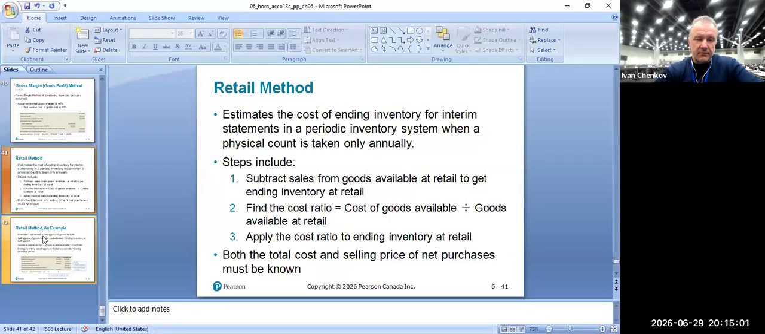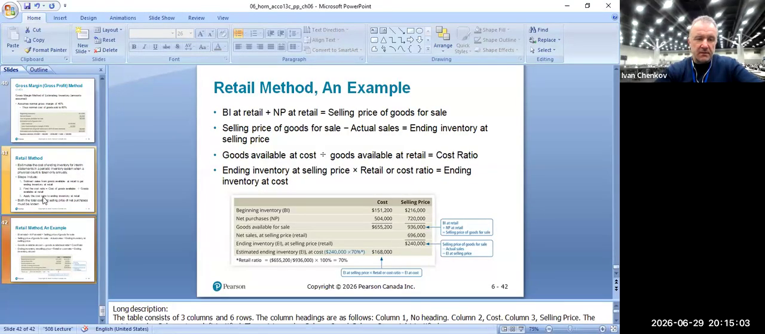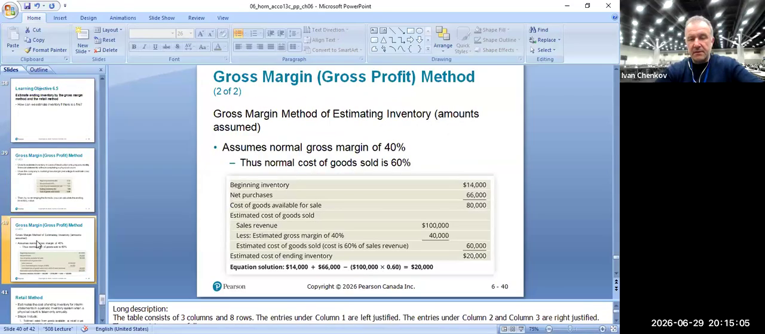That concludes our slides for chapter 6. Now, the retail method, I'm not going to ask you for the retail method. We're not going to do the retail method. The only method that we're going to do is the gross margin method for the calculation of the inventory.